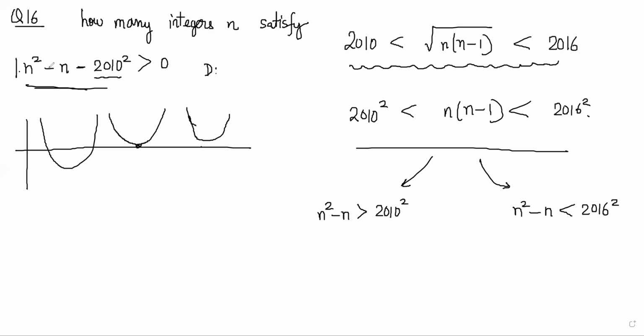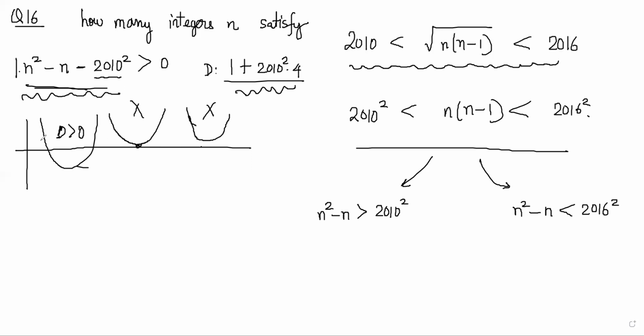It will be b square, which will be 1 minus minus, so plus 2010 square into 4, right? So clearly this is a positive number, right? So which graph does it have to be now? It cannot be this, it cannot be this, right? It has to be this graph, no? D is greater than 0. So now you tentatively know the graph of this quadratic polynomial, right?